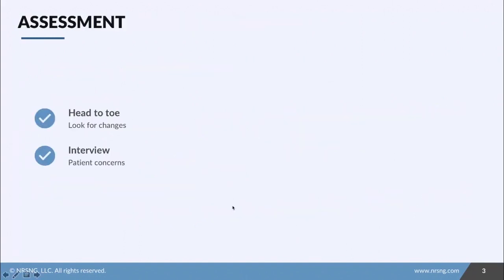So for our assessment piece, we want to do a head-to-toe assessment on this patient. We need to look for the changes, see what changes are occurring, and make sure that she understands what's going on. The patient should also be interviewed to see what changes she has noticed. And then we also need to ask her what kind of concerns she has. Some of these concerns can cause patients to be really lightheaded and dizzy, so we just want to make sure that she's aware and we can address these concerns for her.